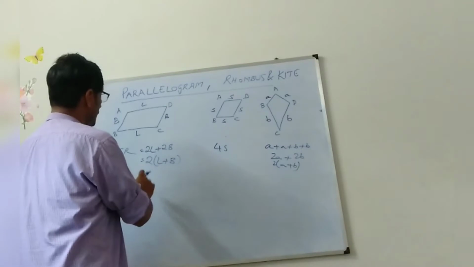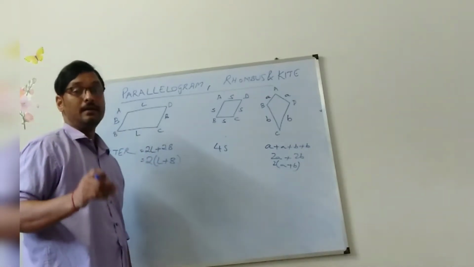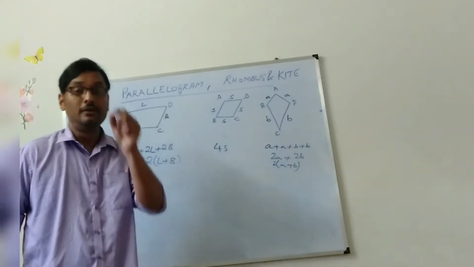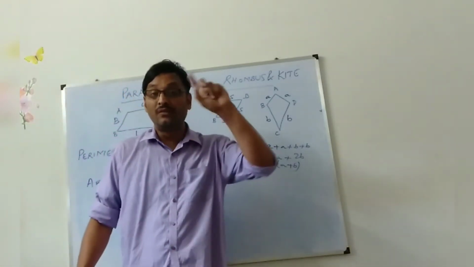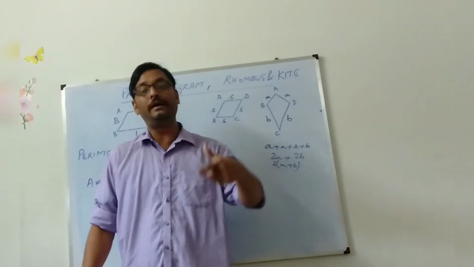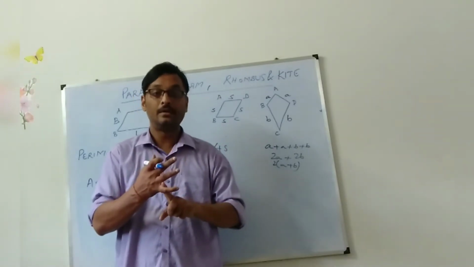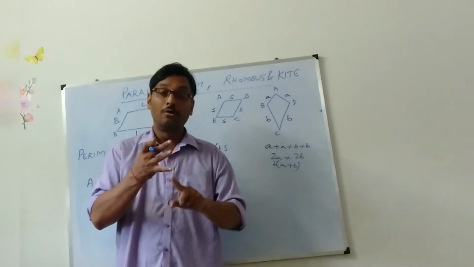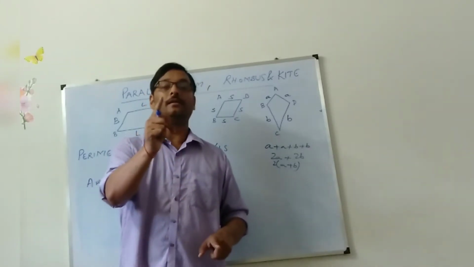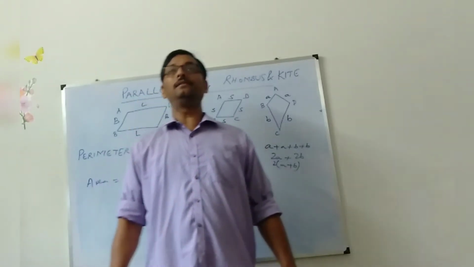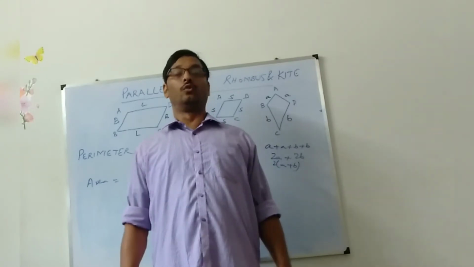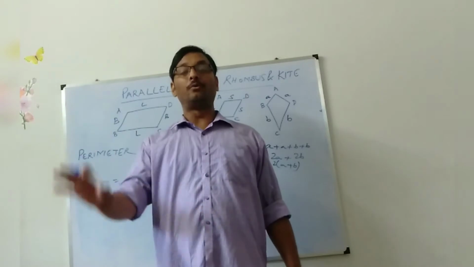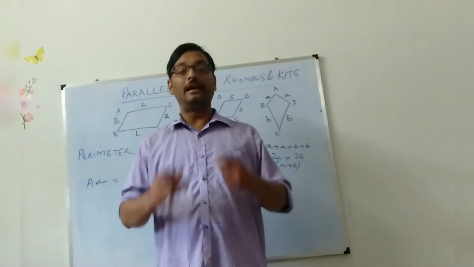So area. The basic formula is base into height. So base, you have found out. But what about height? The moment you say height, the first thing that has to arise in your mind is 90 degree, or vertical height, or perpendicular. All these are the name of the same thing, 90 degree. 90 degree means anything which can stand on its own, doesn't need any support of anyone. That is called 90 degree.